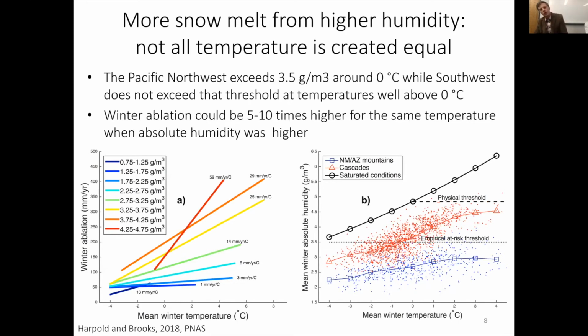And those regional patterns play out in the bottom right, where the Pacific Northwest, the red dots, as you warm that system, it becomes more humid and you cross this empirical threshold at a relatively low temperature. In the Southwest, where there's just less water available, you have to import a lot of your water vapor, you can warm that system and the humidity doesn't increase as dramatically. In fact, it never, according to this moving average, crosses that threshold.